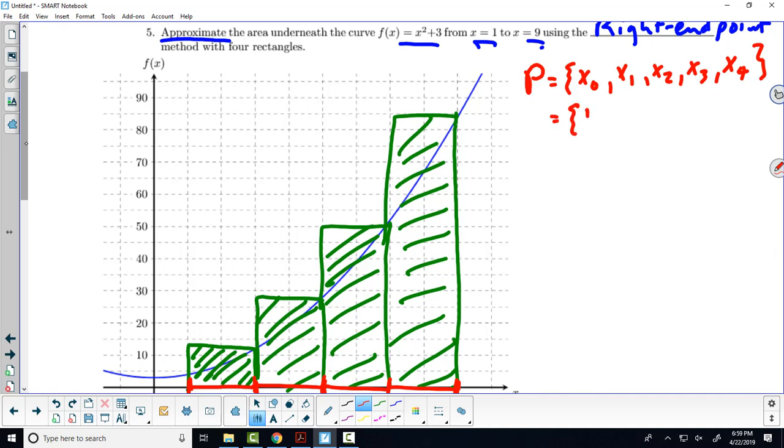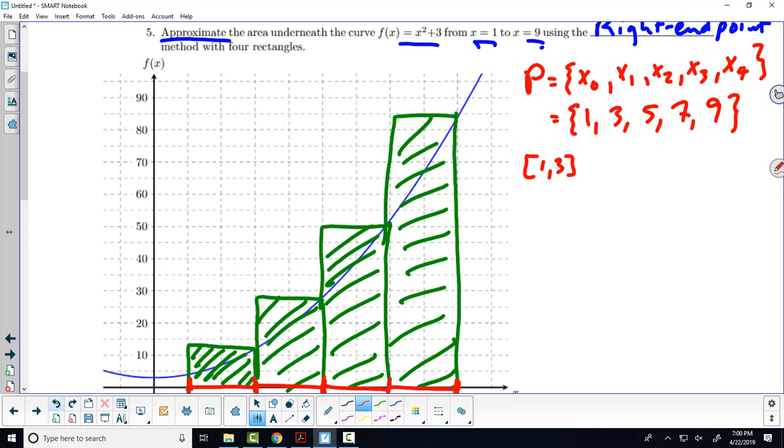The 0th value is 1, then 2, then 3, then 5, then 7, then 9. So this is 0, 1, 2, 3, 4. Those are the 5 values in the partition. The reason we count them that way is that it enables us to count the intervals the way we would expect to. So the first interval goes from 1 to 3.